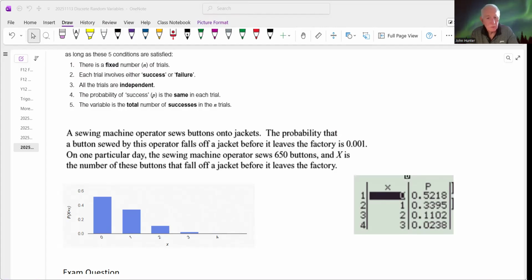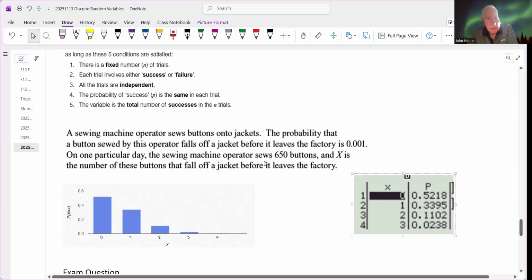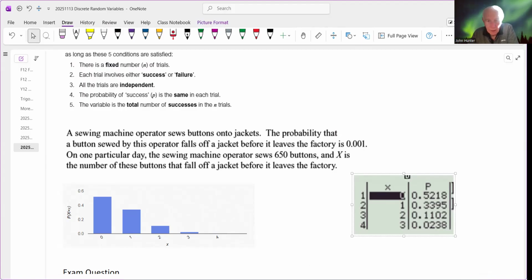If we want to work out the probability that X, the random variable, is less than or equal to 3, do that. And that's going to be rather high. So the chances are that there's going to be no more than 3 buttons fall off when we see that. So that's quite useful. Okay, so that is how we would use the calculator.